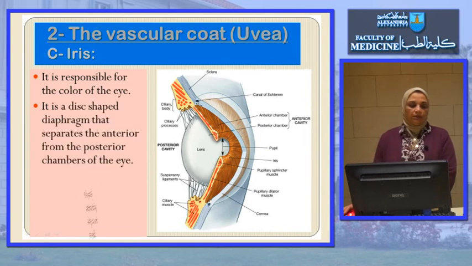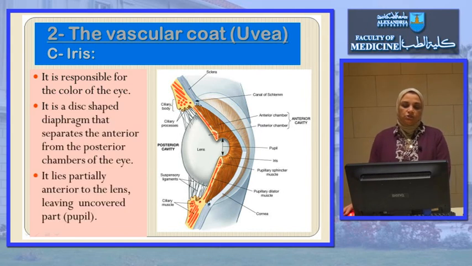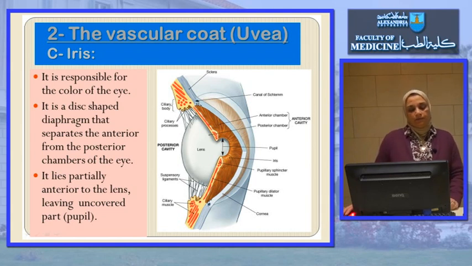It is a disc-shaped diaphragm. As we can see, it's a disc-shaped diaphragm. This is part of it. It separates the anterior from the posterior chamber because it's present here. In front of it, between it and the cornea, we will find the anterior chamber. Behind it, between the iris and the lens, we'll find the posterior chamber. So it separates the anterior from the posterior chambers of the eye. It lies partially anterior to the lens. So it's in front of the lens, but leaving part of the lens uncovered. Part of the lens is not covered.